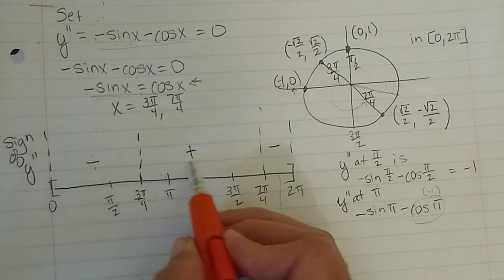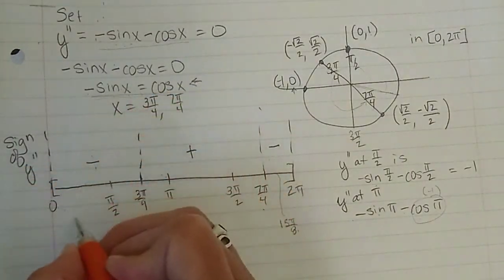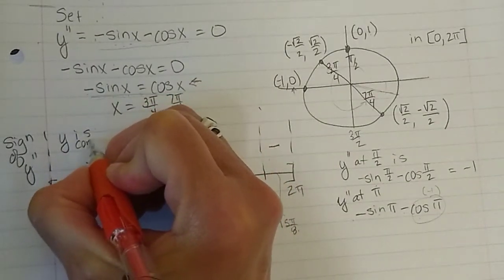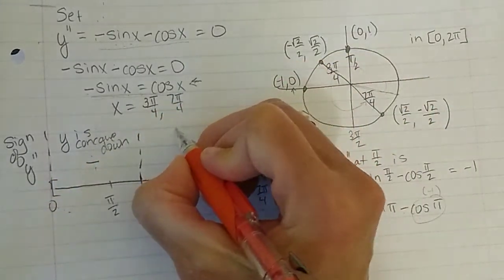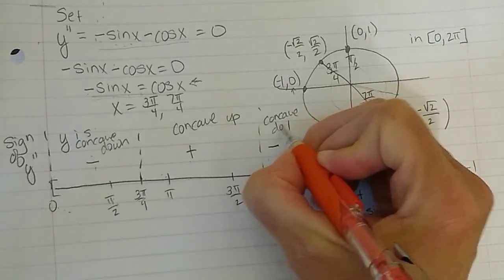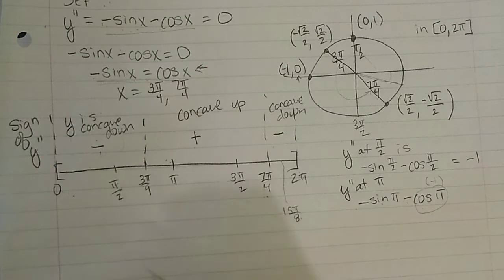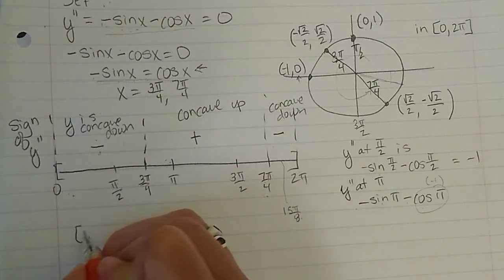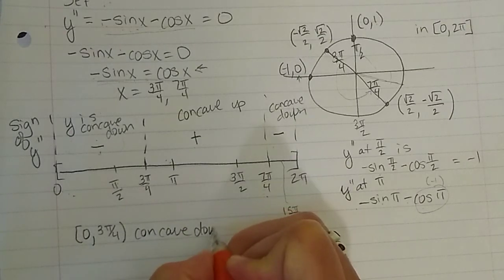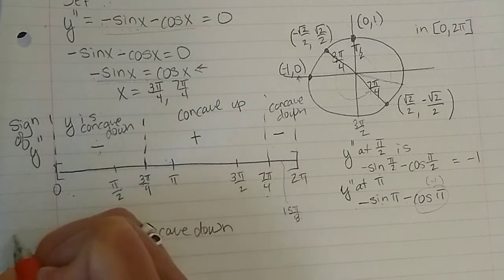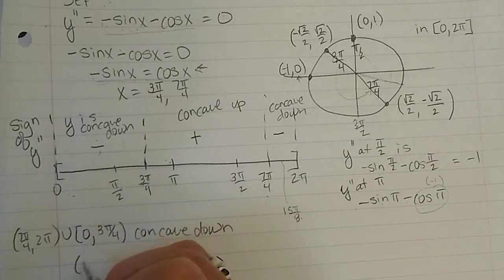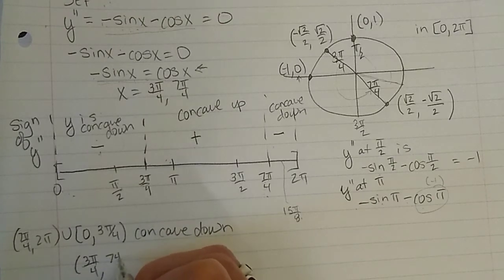And so what that tells me when you check the signs in those intervals is that on the interval from 0 to 3 pi over 4, y is concave down. Here it's concave up. And on this little bit of the interval left, it's concave down. If we were asked, and we weren't, to give the intervals of concavity, we would say that this function is concave down on 0 to 3 pi over 4, as well as 7 pi over 4 to 2 pi. And we would say that it is concave up on the interval from 3 pi over 4 to 7 pi over 4.